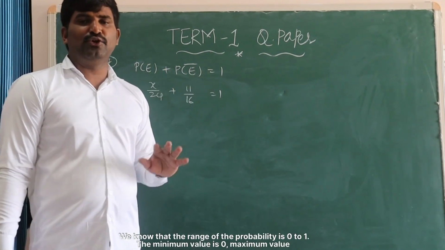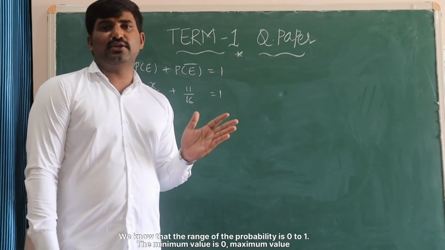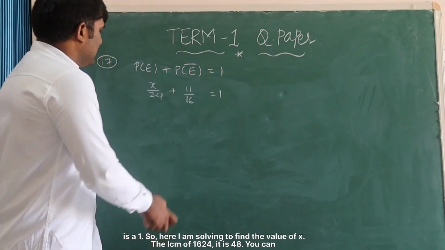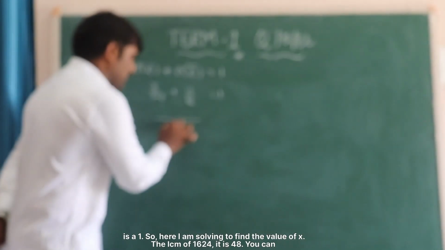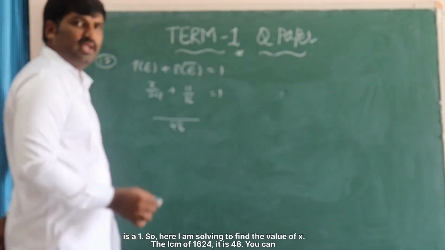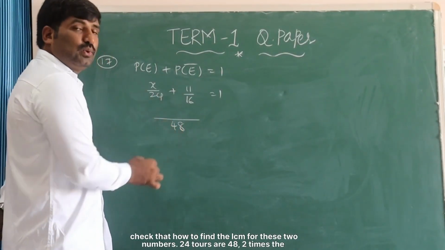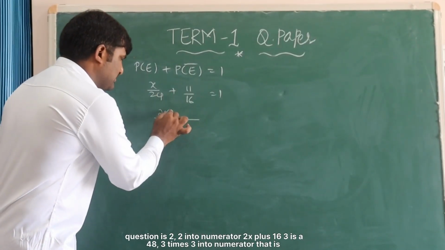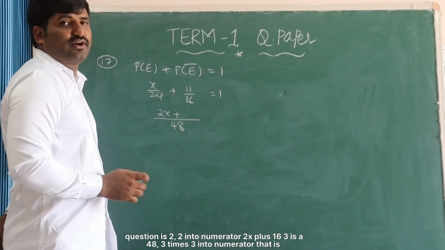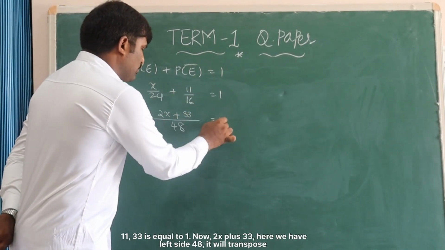The total is 1. We know that the range of the probability is 0 to 1. The minimum value is 0, the maximum value is 1. So here I am solving to find the value of x. The LCM of 16 and 24 is 48. You can check how to find the LCM for these two numbers. 24 twos are 48, so 2 times. The quotient is 2, 2 into numerator gives 2x, plus 16 threes are 48, 3 times, 3 into numerator 11 is 33, equal to 1.